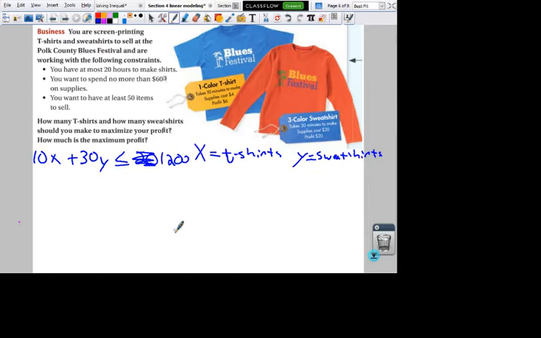We want to spend no more than $600 on supplies. So I have to have less than or equal to 600. For my t-shirts, how much does it cost for supplies? $4 for t-shirts, right? So 4x, 4 times the number of t-shirts, plus how much does it cost to make a sweatshirt? $20. So 4x plus 20y has to be less than or equal to 600.